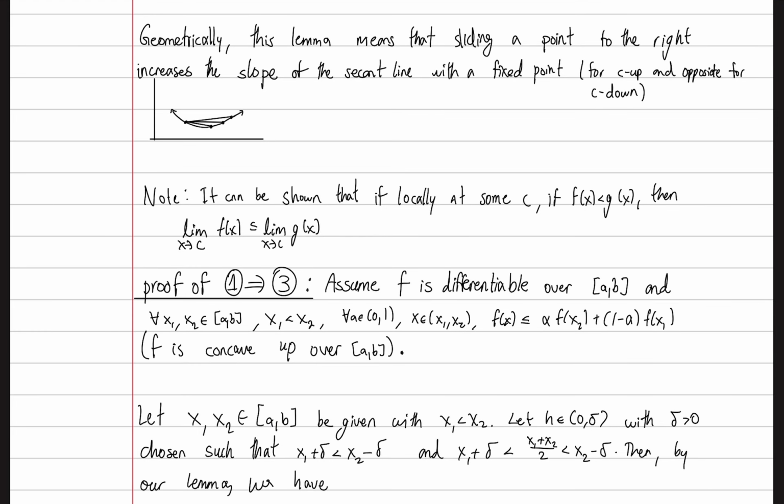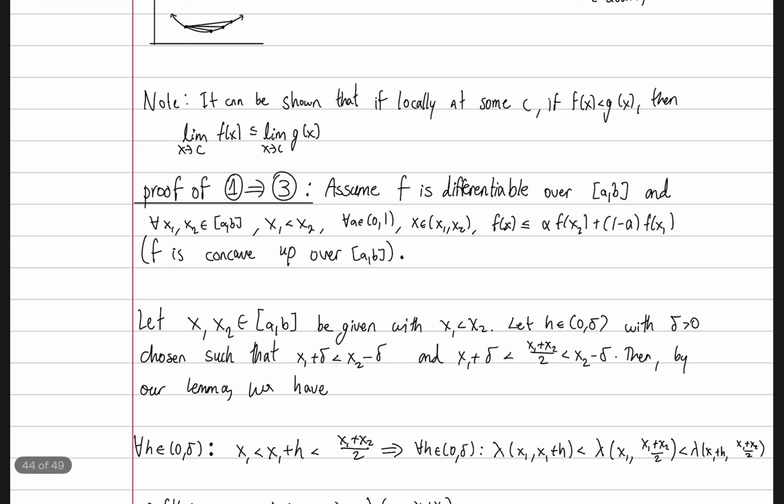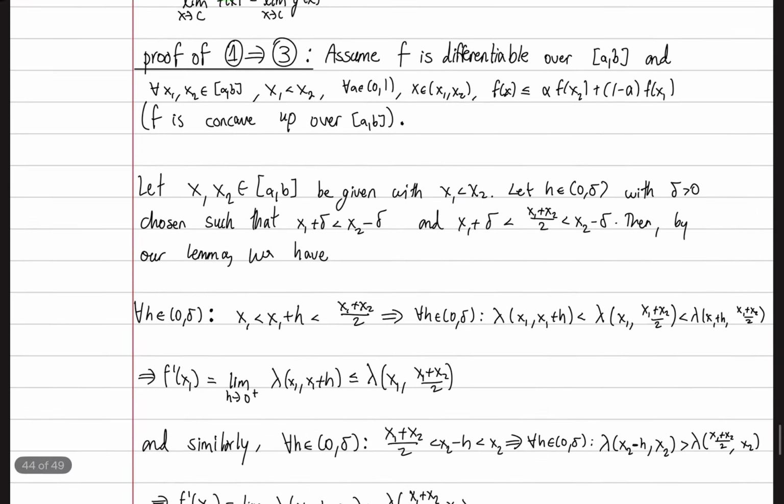And now we prove the converse. 1 implies 3. We're going to assume f is differentiable and that the secant line definition holds. We're going to let x1 and x2 be in that interval, right, with x1 less than x2. This time, though, remember, here's the thing.